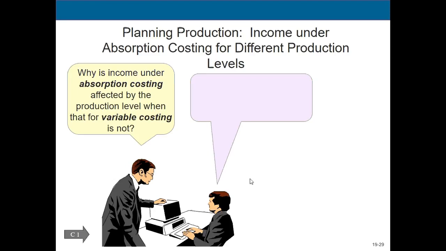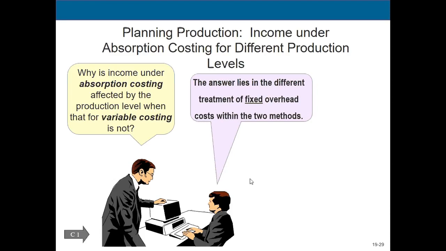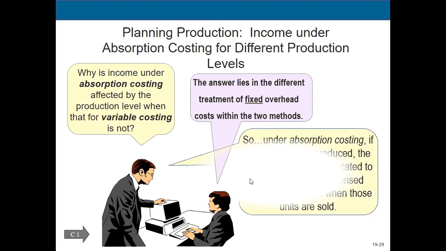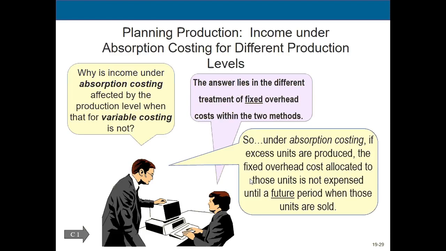The guy sitting at the computer, which I'm going to assume is the accountant here, gives him this nice simple answer: the answer lies in the different treatment of fixed overhead costs within the two methods. And then all of a sudden, this dude over here on the left completely understands it, right? He says, so under absorption costing, if excess units are produced, the fixed overhead cost allocated to those units is not expensed until a future period when those units are sold. And then the accountant says, exactly. Right. It just doesn't work that way, right?